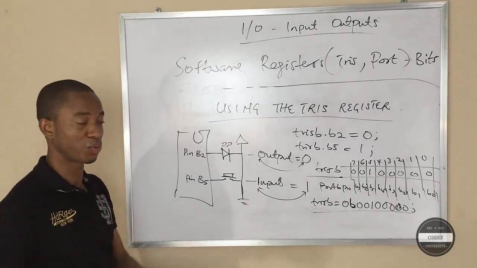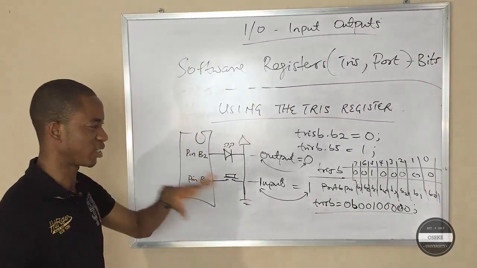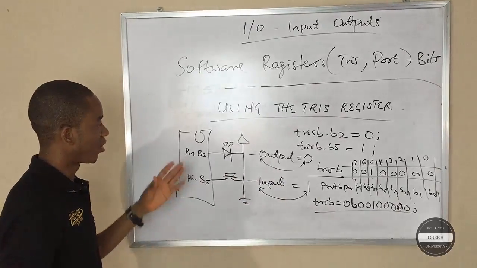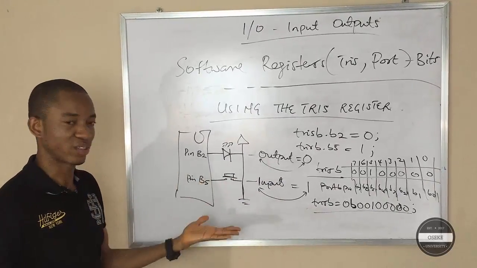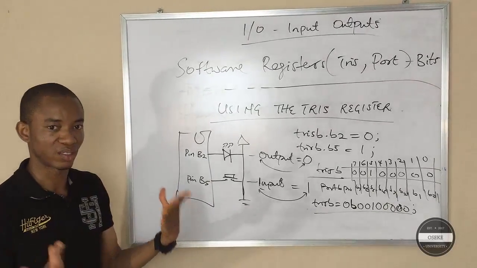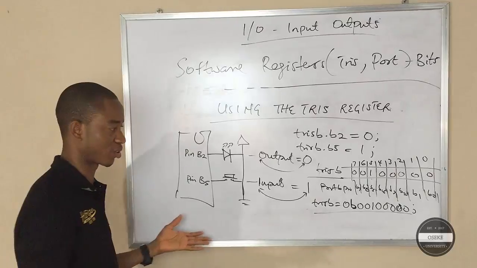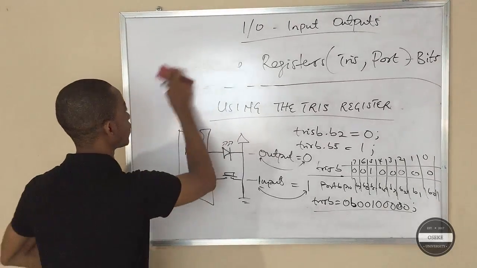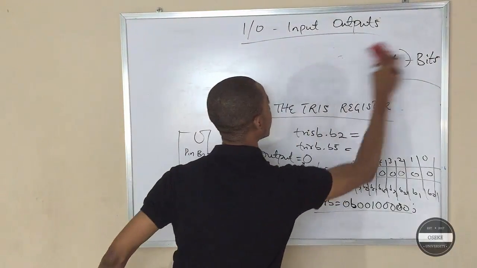Alright, in the last video we saw how to configure inputs and outputs. Now we're going to be looking at how to manipulate the input and output. That is how to light up the LED and how to test for the switch as well. So to do that, I'll have to clean this part off.